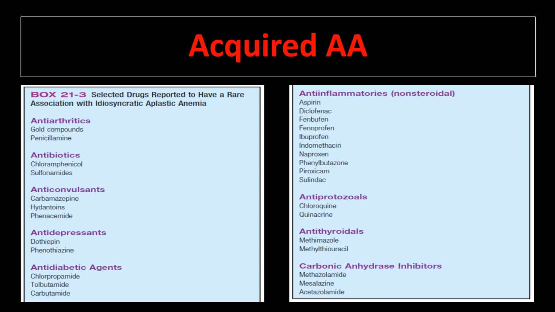So these are the drugs listed that are found to have idiosyncratic reactions. We have anti-arthritics such as penicillamine, antibiotics such as chloramphenicol and sulfonamides, anticonvulsants, antidepressants, and anti-diabetic agents. So these all cause suppression of the bone marrow, thereby causing anemia. I will emphasize that aplasia is not the primary action of the drug. These are just idiosyncratic reactions or side effects related to the action of the drug. So not all individuals taking these drugs will develop acquired or idiosyncratic aplastic anemia.